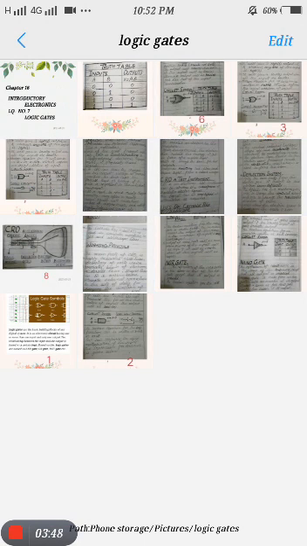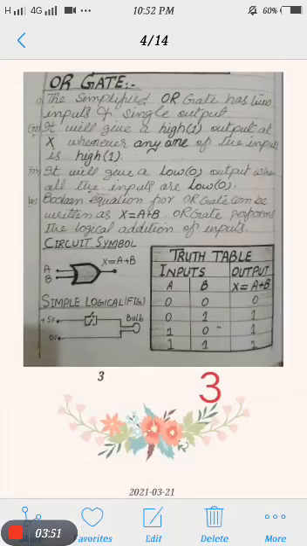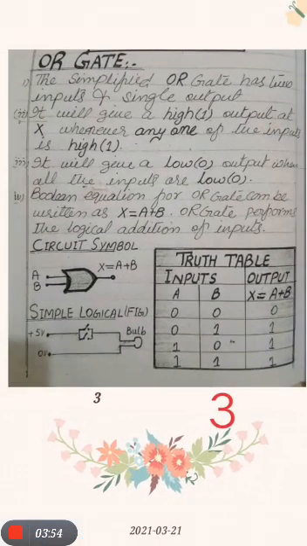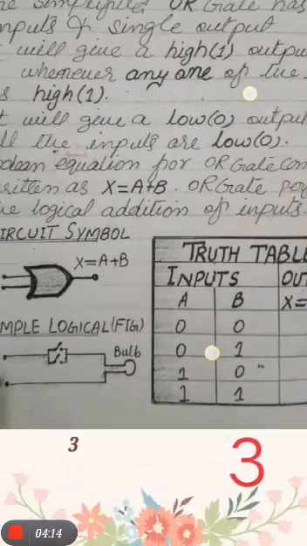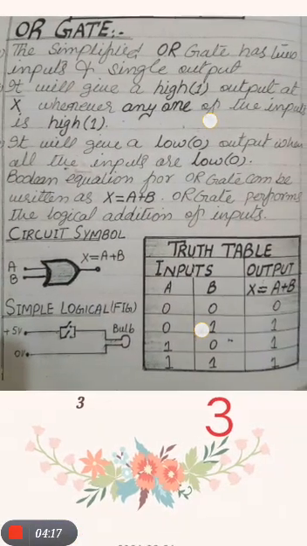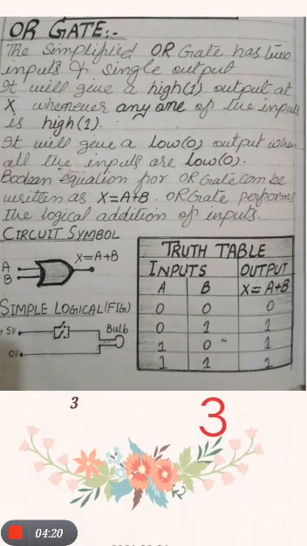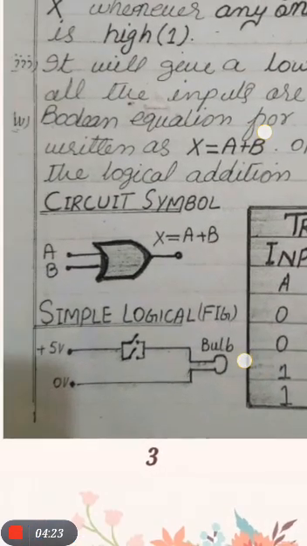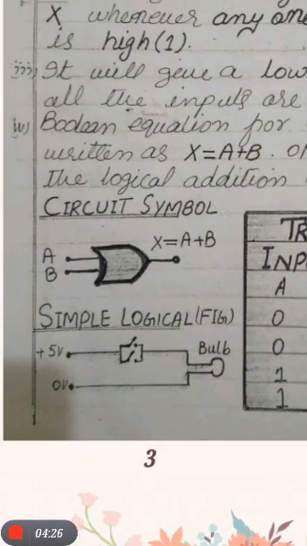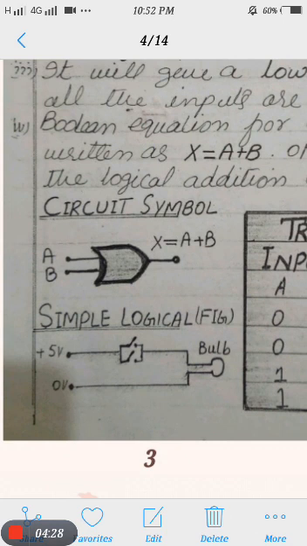The next gate is the OR gate. The simplified OR gate has two inputs and a single output. It will give a high output at X whenever any one of the inputs is high, and it will give a low output when all of the inputs are low. The Boolean equation for the OR gate can be written as X is equal to A plus B. The OR gate performs the logical addition of inputs, and the circuit symbol is shown in the slide, having the inputs A and B and the output X equal to A plus B.